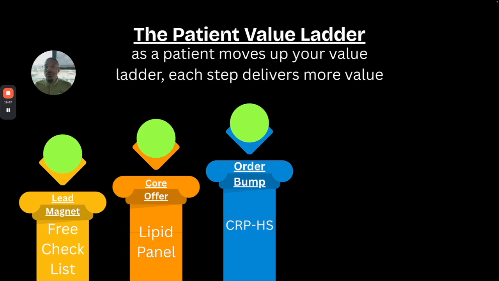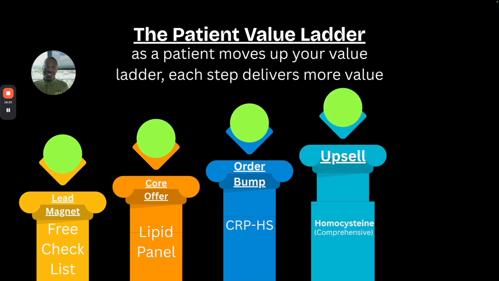An order bump is a place where a person can purchase another thing for a cheap price. So now if we wanted to get a CRP, high sensitivity, we can add that to the lipid panel. So now they purchase the lipid panel. We have an order bump with a little box there, and you check it off and it says, hey, do you want to add this to your cart? Okay, cool. I want to add it because I want more testing done for this specific thing. So now we're about to go into the upsell portion, which is going to be the homocysteine, right?